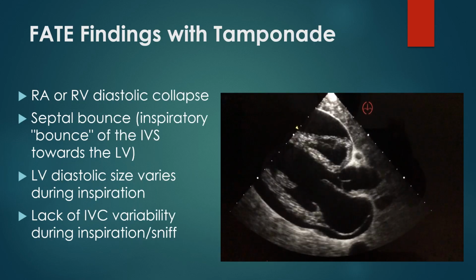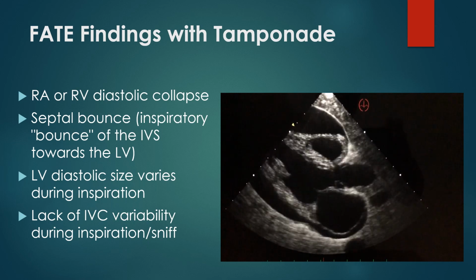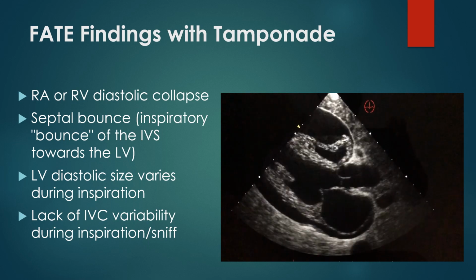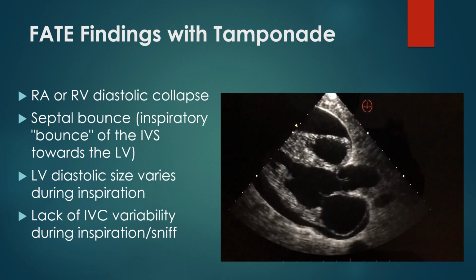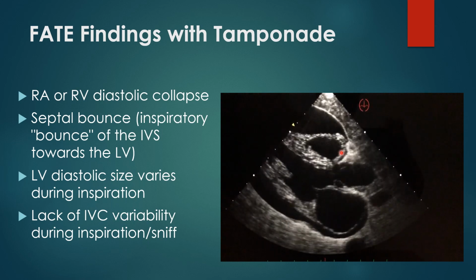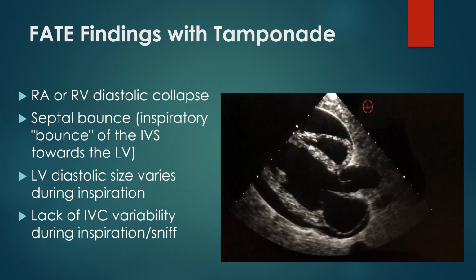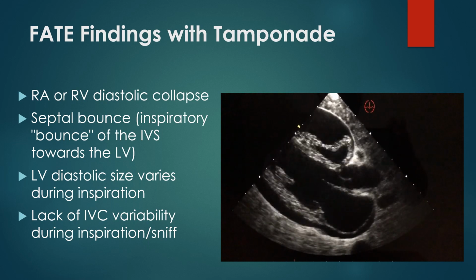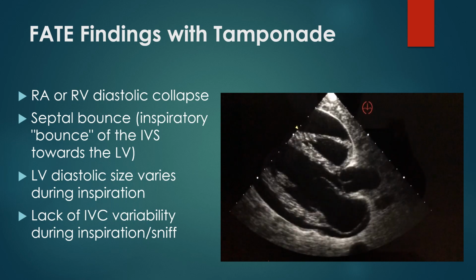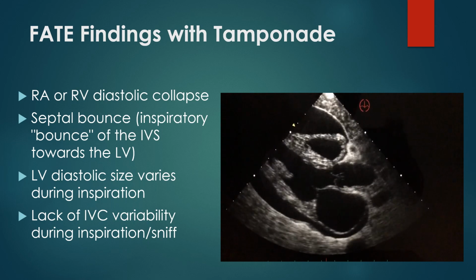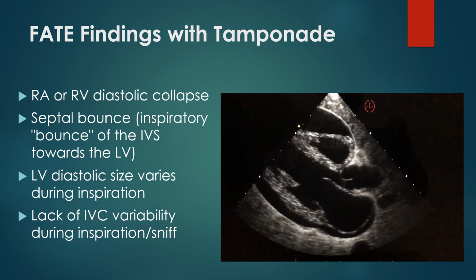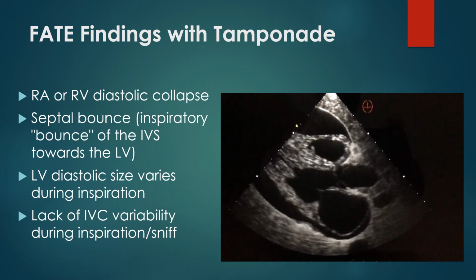So FAST findings with tamponade: if you work in a trauma service, you see this about 10 or 15% of the time. You have unexplained hypotension. You have right atrial or right ventricular diastolic collapse. You can see the right ventricle here is kind of collapsed because it's underfilled. You have septal bounce. You have LV diastolic size that varies during inspiration, sort of like if you put your finger on their pulse and the pulse goes away during inspiration. It's the same thing with echo. And then you have lack of IVC variability during inspiration and sniff, even though the numbers are up there.